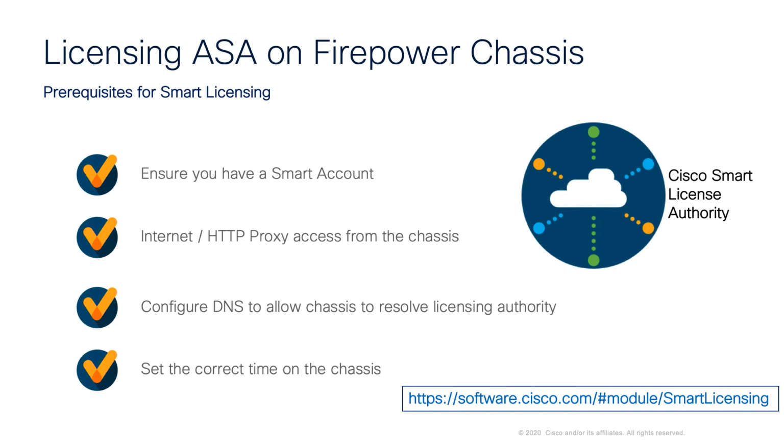Decide what type of access you want to provide into the smart licensing authority, whether that be direct, via proxy access, via the satellite server, or using what we call permanent license reservation. Make sure that you have DNS allowed on your chassis to resolve to the license authority if you are going to go for direct, and make sure that the time is correct on the chassis as well.